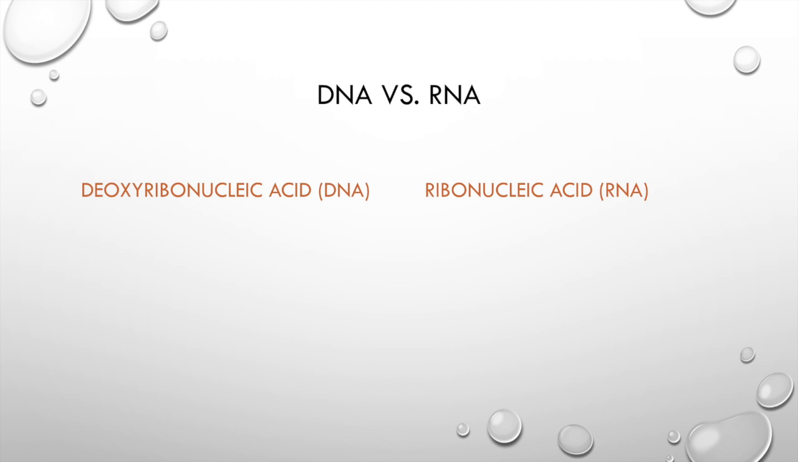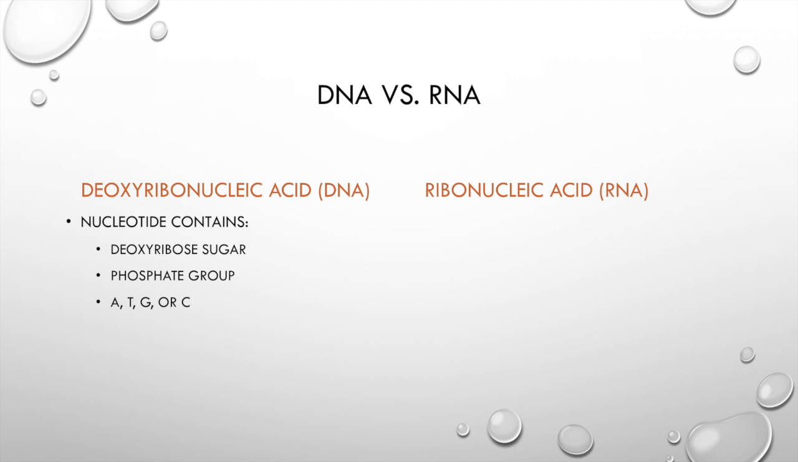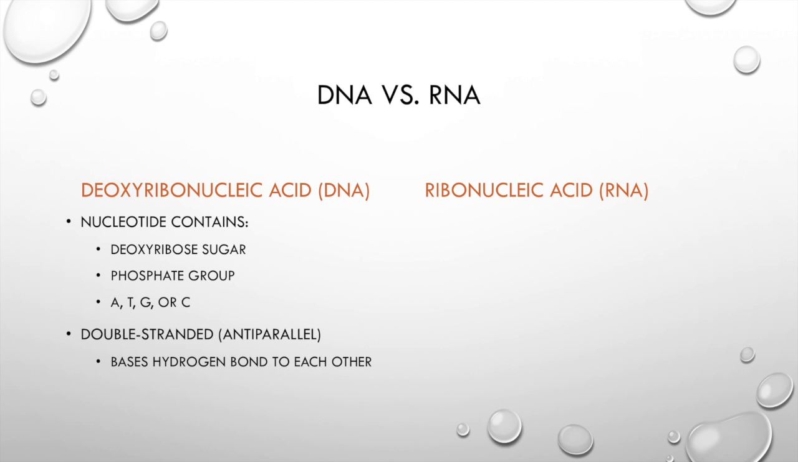So now we're going to look at DNA and RNA in comparison to one another. So DNA, deoxyribonucleic acid, nucleotides contain a deoxyribose sugar as well as a phosphate group and one of the 4 nitrogenous bases, adenine, thymine, guanine, or cytosine. Deoxyribonucleic acid is also double-stranded, right? And the 2 strands run in opposite directions, or run anti-parallel to each other relative to the sugar phosphate backbone, and the bases on the opposite strands of the DNA hydrogen bond to one another to form that double-stranded DNA molecule.